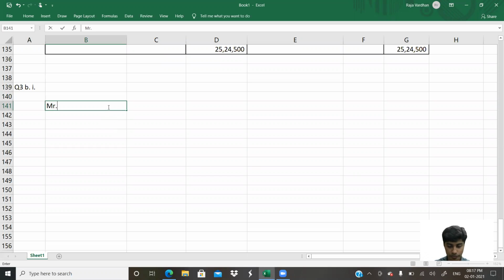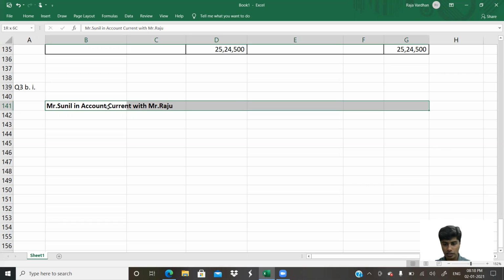Mr. Sunil in account current with Mr. Raju. I repeat, you would first write the name of the receiver, then write the name of the sender. Here, Raju is sending it to Sunil. So the name would be Mr. Sunil in account current with Mr. Raju. I hope that helps.